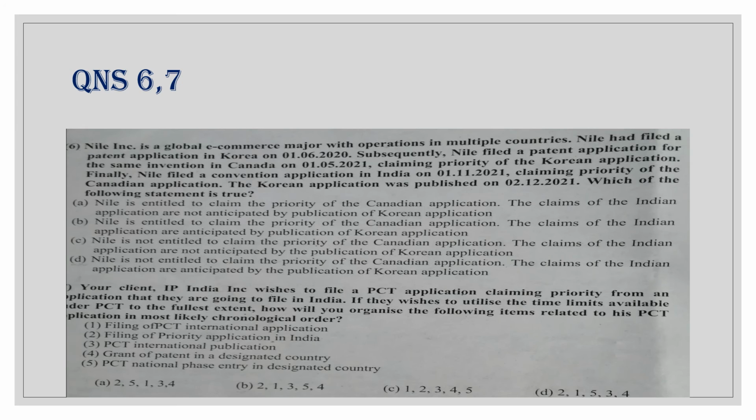So that means we have to find out the chronological order. Let us read the options. Option 1 is filing of PCT international application. Option 2 is filing of priority application in India. Option 3 is PCT international publication, option 4 is grant of a patent in a designated country, and option 5 is PCT national phase entry in designated country. So the answer will be B, that is 21354.